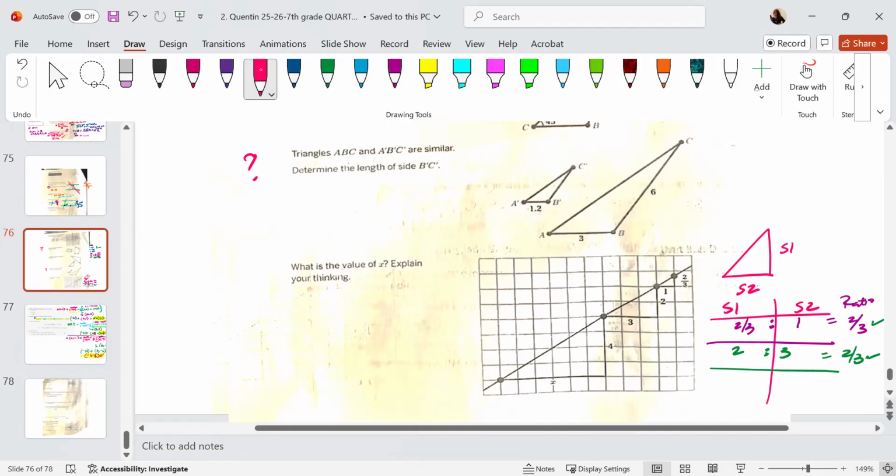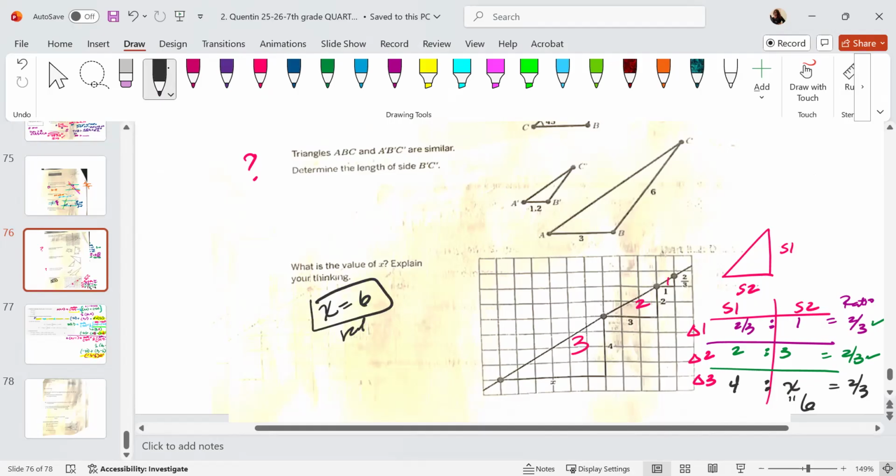Next triangle. This is triangle 1, this is triangle 2, this is triangle 3. Do you see that? Yeah. So for triangle 3, side 1 is a 4. What does x have to be? So you get a 2/3 here. What do you think that's going to have to be? It's going to have to be 6. That's right. X equals 6. You need to explain the ratio has to be 2/3. So explain that though.